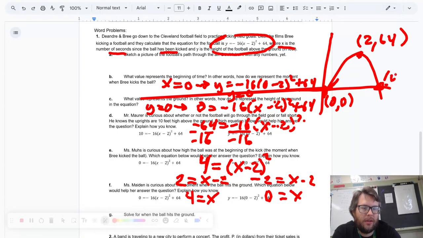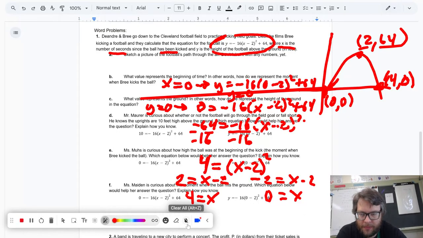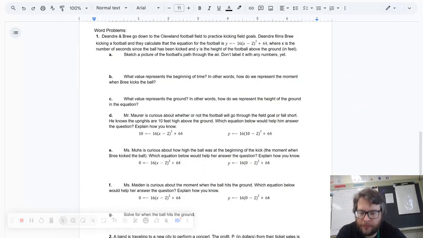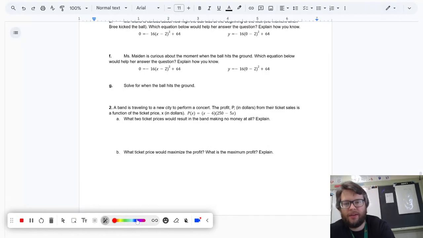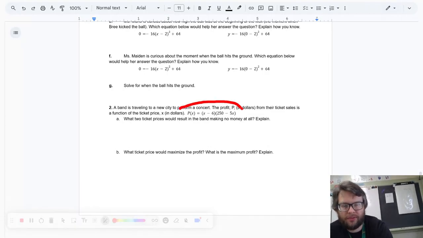So then you've got all the information you need about the problem. So the ball is kicked from the ground at 0 seconds. It lands on the ground after 4 seconds, reaches its maximum height of 64 feet after 2 seconds. All right, last problem on here. You've got a band traveling for a concert, and here's your profit equation.